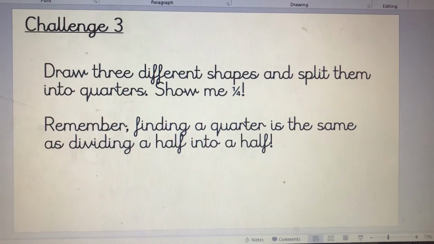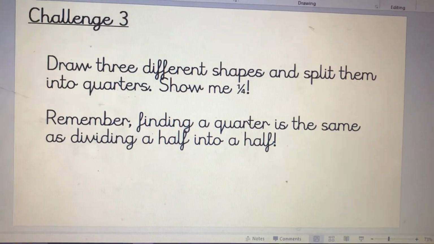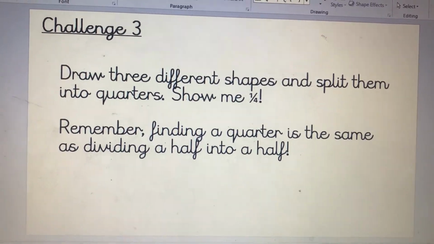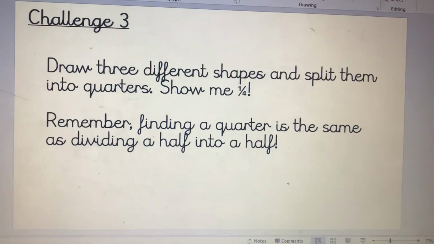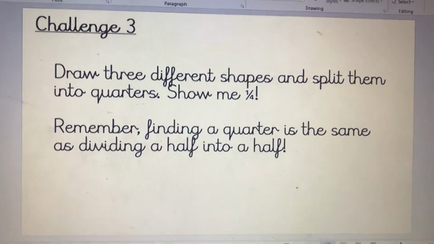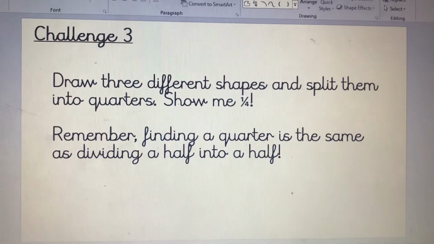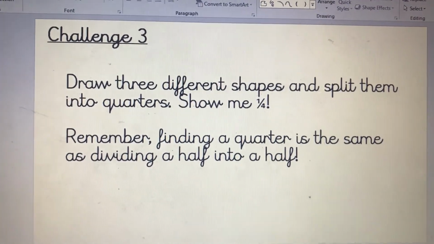Okay, challenge number 3. You have got to draw 3 different shapes and split them into quarters and then show me a quarter by shading it in. So remember, finding a quarter is the same as dividing a half into a half. I wonder what weird and wonderful shapes you might come up with.